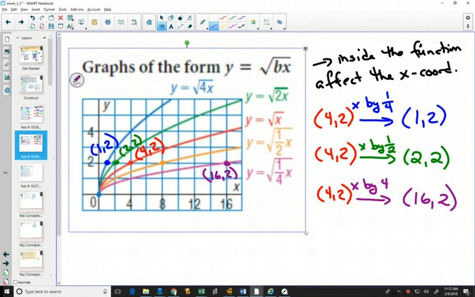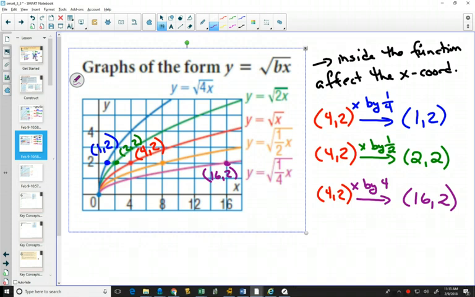Language-wise, in the purple one, we would say this is a horizontal stretch by a factor of 4. So whenever that value inside is a fraction and we do the reciprocal and we're multiplying by a number bigger than 1, we're going to say that it's a stretch. The way that a horizontal stretch works is it's like you're grabbing that red function and pulling it away from the y-axis. So any point that's on your y-axis gets fixed, and you grab that red graph and stretch it out horizontally.